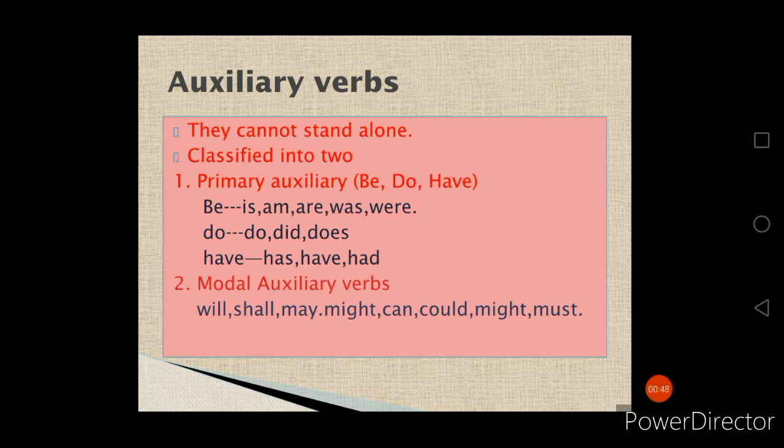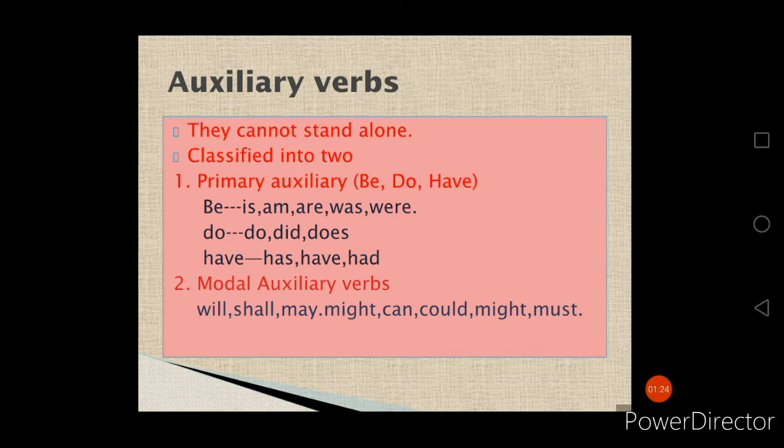And also these auxiliary verbs are classified into two types. They are primary auxiliary verbs and modal auxiliary verbs. The primary auxiliary verbs are be, do and have. The first one is about being verbs. Being verbs show that people and things exist. For example, is, am, are, was, were. Just like "I am a teacher", "he is a boy". See in these sentences, is and am refer to a state of a person, right?